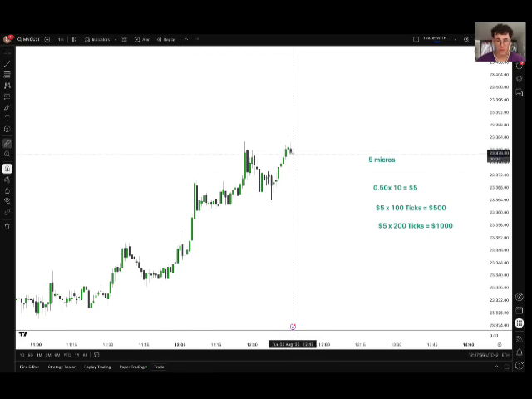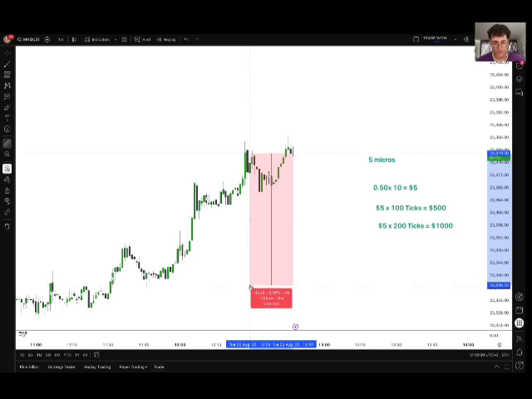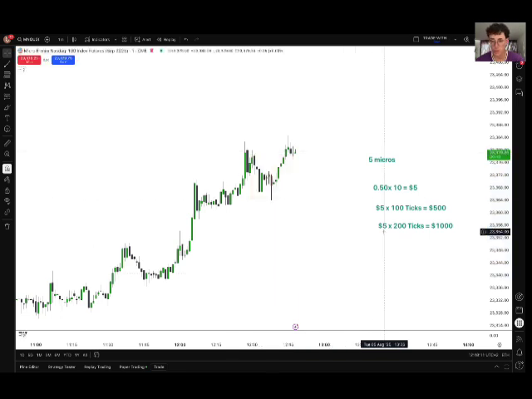Let's say you are going to enter short from here and you want to have a take profit over here, 169 ticks of take profit. So $5 times 169 equals, I don't know how much that is. So yeah, this is a very quick example and I hope you understand it.